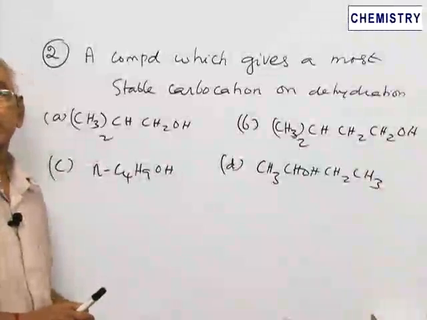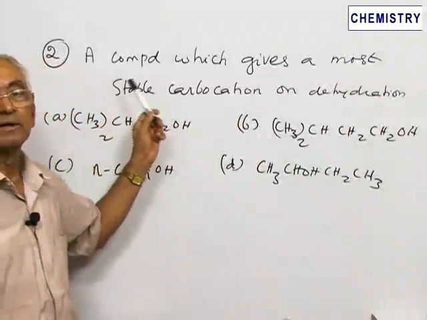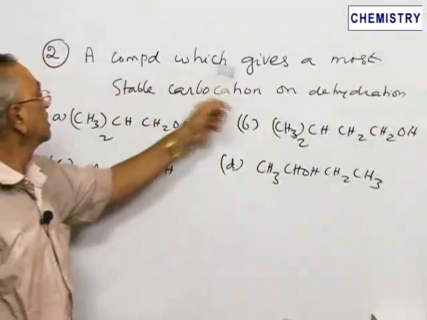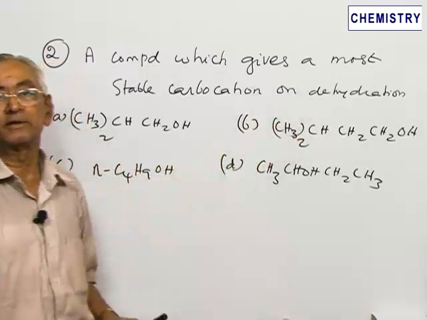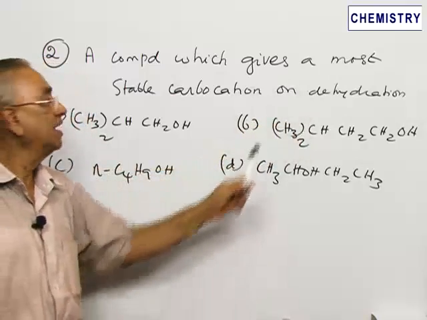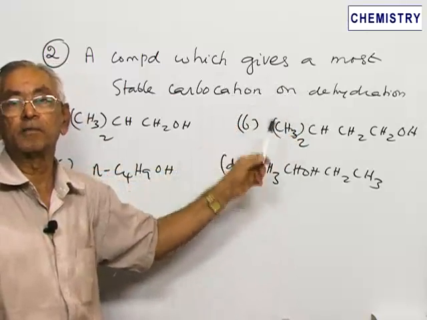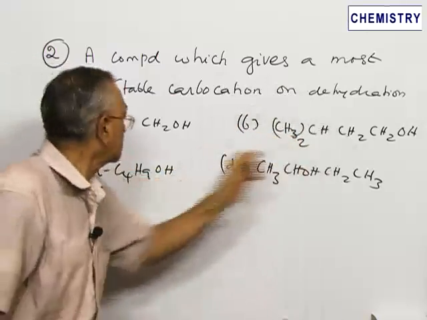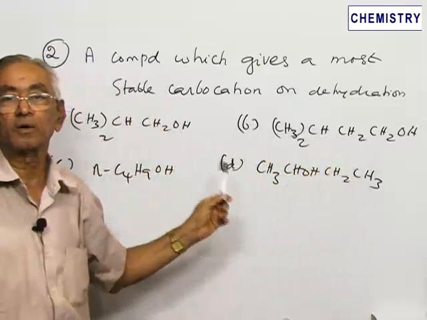Let us now go to the second question in the series. The question says, a compound which gives the most stable carbocation on dehydration. Just to recollect, dehydration is a process which proceeds through a carbocation intermediate. Alcohols undergo the dehydration. You will find all the 4 compounds listed here are alcohols.